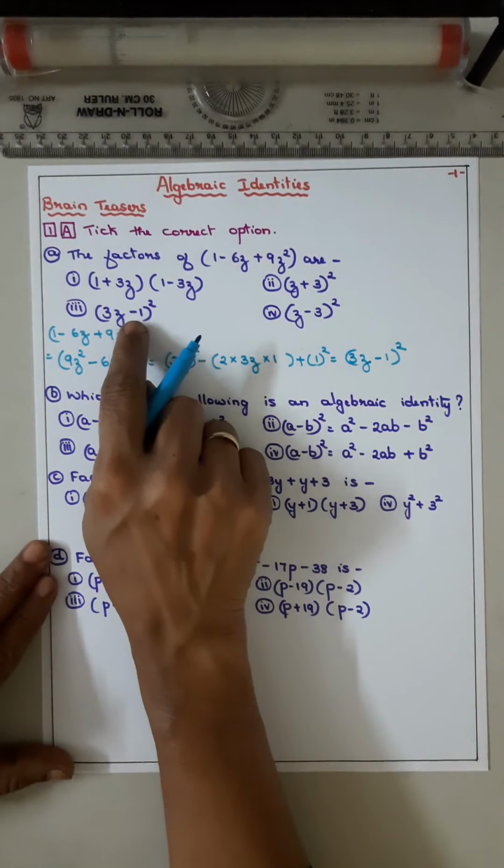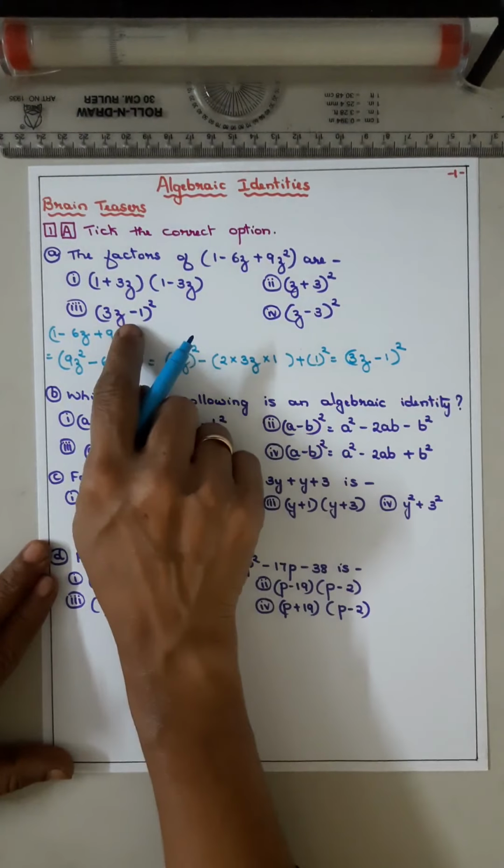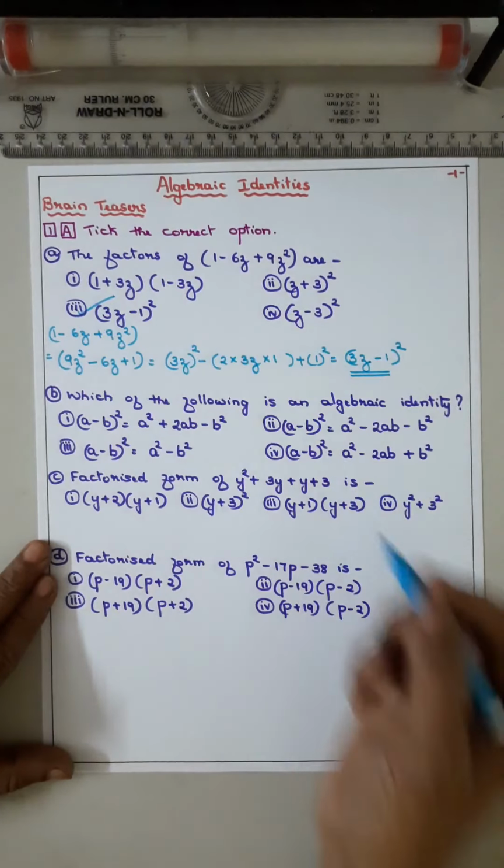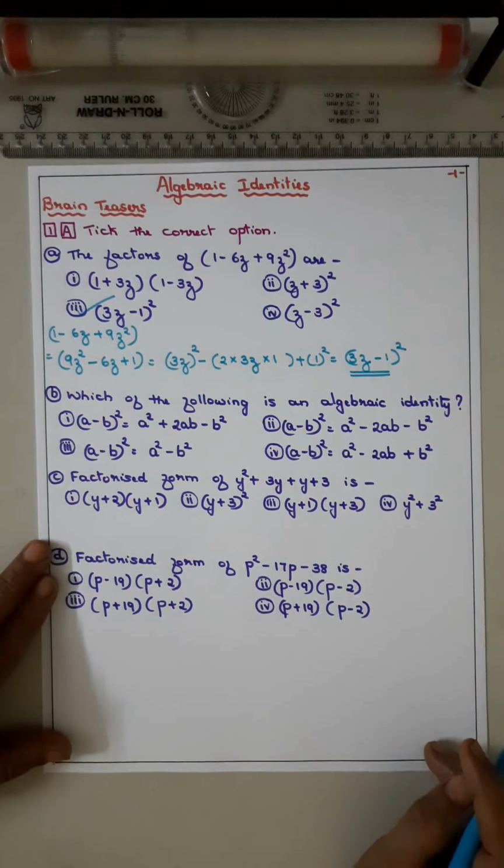So which is the option? 3z minus 1 the whole square. So that is the third option. Isn't it? Hope you understood.